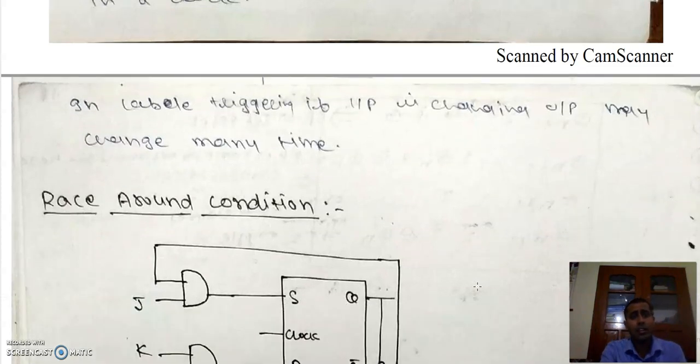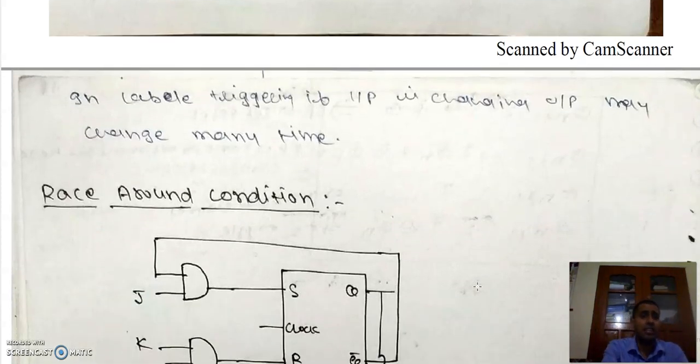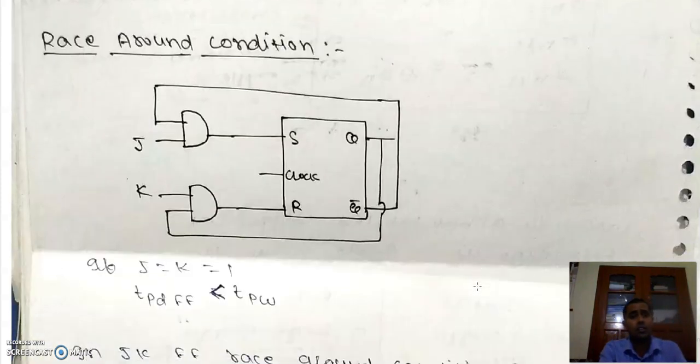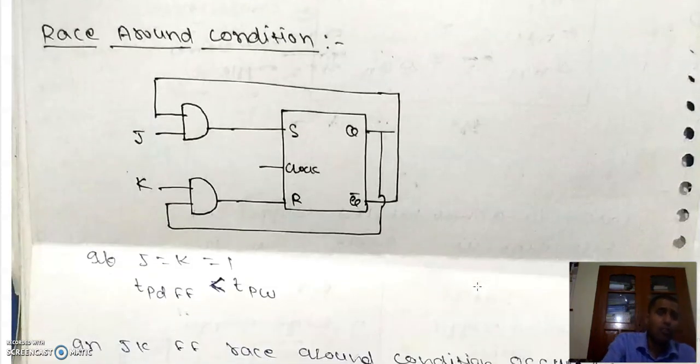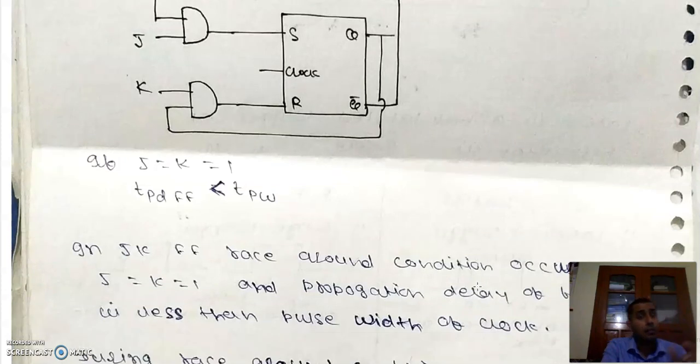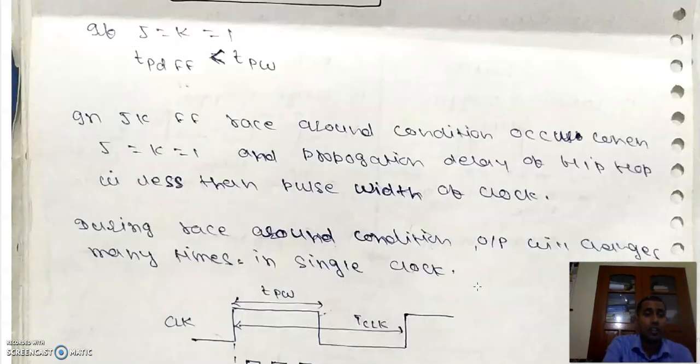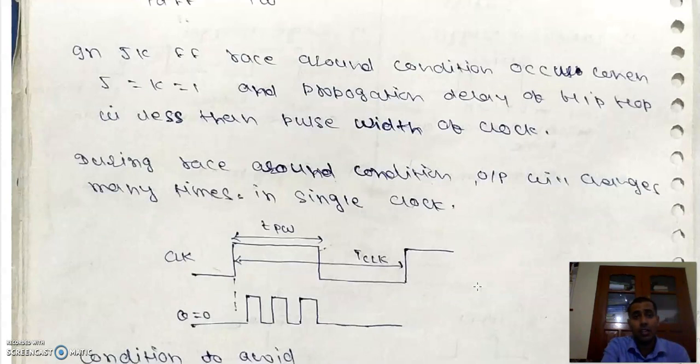Now in level triggering, if the input is changing, the output may change many times. Race around condition: if J is equal to 1 and K is equal to 1 at that time, and tPDFF, that means the propagation delay of the flip-flop, is less than the pulse width of the clock, at that time we get the race around condition. In JK flip-flop, race around condition occurs when J is equal to 1 and K is equal to 1. Remember the condition: the propagation delay of the flip-flop is less than the pulse width of the clock.